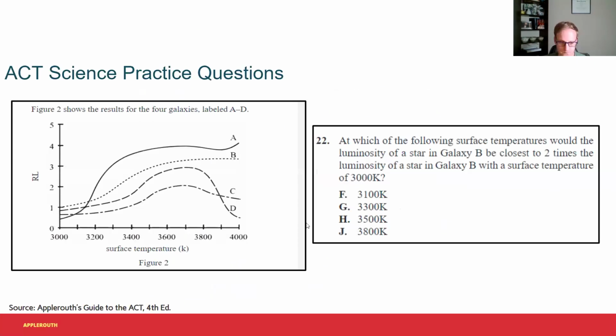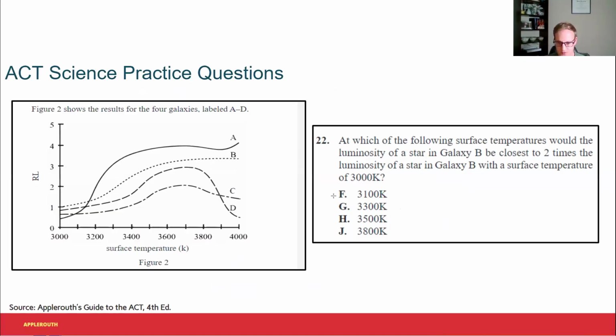Here's another. Question here being, at which of the following surface temperatures would the luminosity of a star in galaxy B be closest to 2 times the luminosity of a star in galaxy B with a surface temperature of 3000? So I'd first be looking at, well, luminosity. I don't see that. Probably on the graph, when they say RL, you would be able to go back to the passage, and I'm sure it's like, oh, RL means relative luminosity, right? It's going to point you in an easy direction.